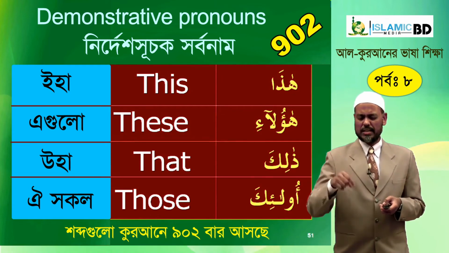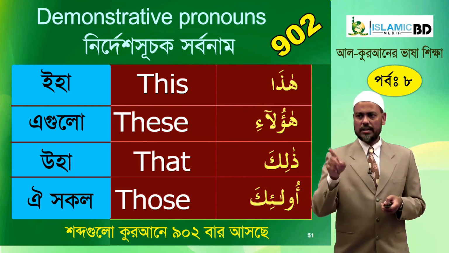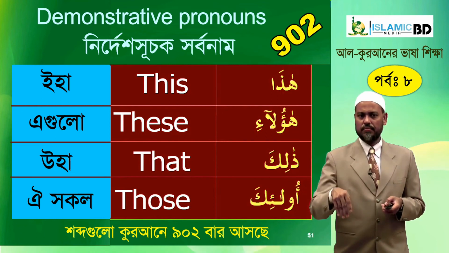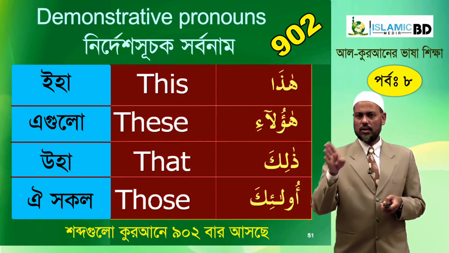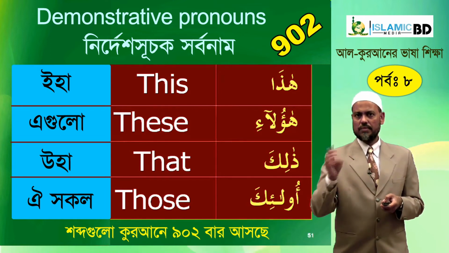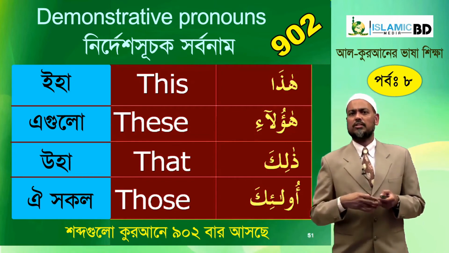Can you repeat after me in Arabic? Hadha, haulai, dhalika, ulaika. Hadha, haulai, dhalika, ulaika. You can practice more.